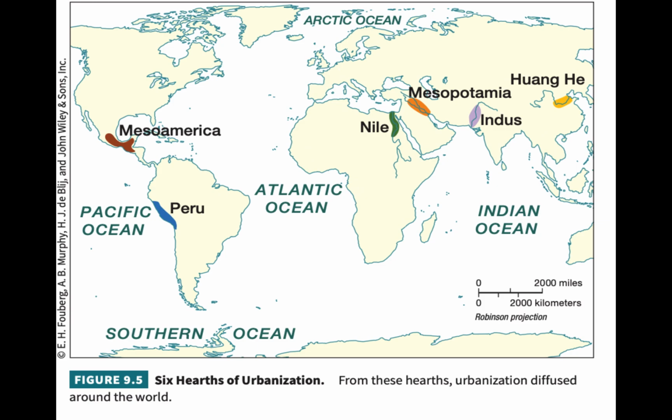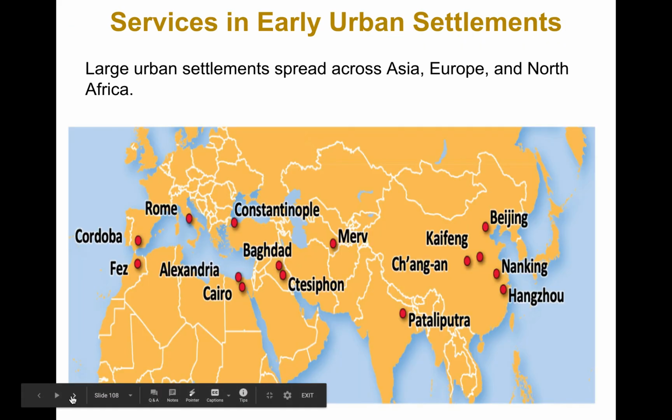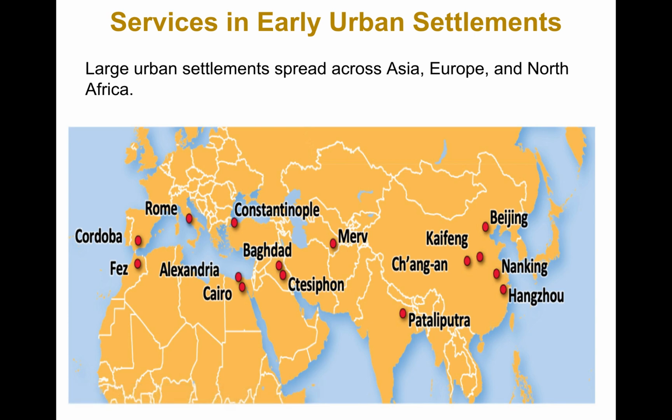All right, here is a look at 6 hearths of urbanization. As already mentioned, you have Mesopotamia dating as the oldest, according to most textbooks, diffusing to ancient Egypt, and then it could be Indus Valley, which is in modern-day Pakistan, and the Huang He, or the Yellow River in China. And then we have Mesoamerica, and then South America. Large urban settlements spread across Asia and Europe and North Africa. And again, no one knows the precise sequence of events through which settlements were established to provide services.